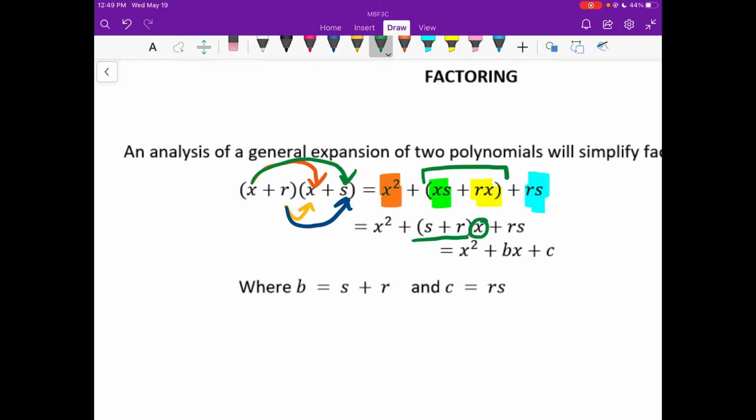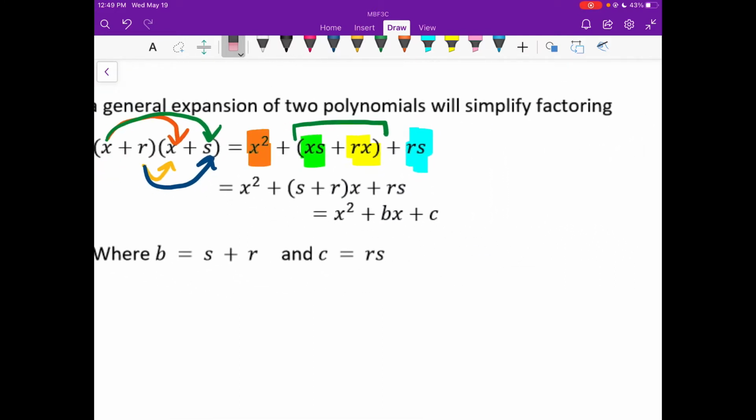So then we know that for our b value, our b value for ax squared plus bx plus c is the same thing as writing s plus r. And our c value, you'll notice at the end, is the same thing as writing the c, right?